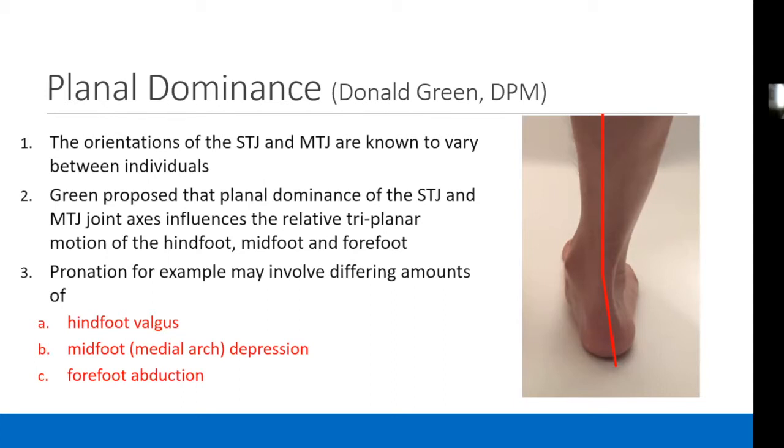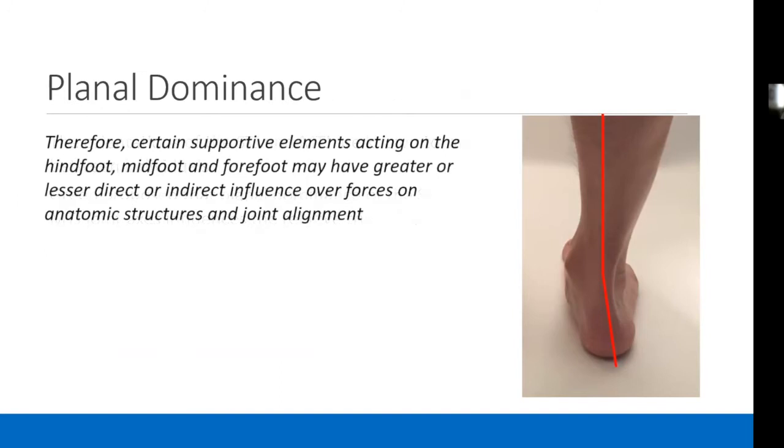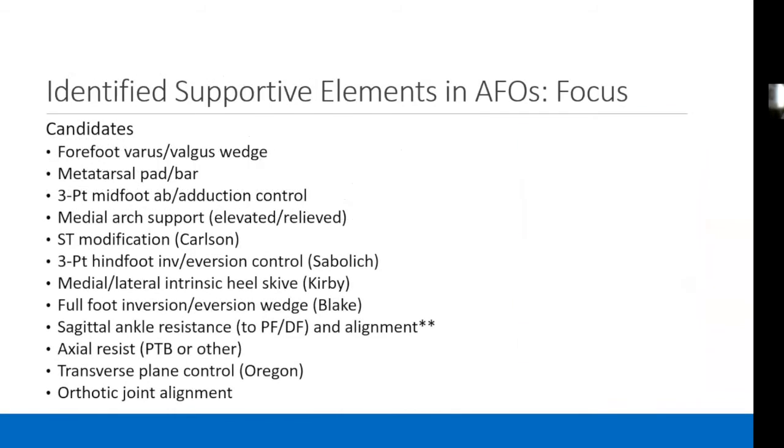But for the purpose of this algorithm, we're looking very simply at just the orientation of those joint axes and how those things might feed into the type of movement of the hindfoot, midfoot, and forefoot in a posture which is pronated or supinated. Okay, so as I was saying a moment ago, certain supportive elements are acting on the hindfoot, midfoot, and forefoot, and they may have greater or lesser direct or indirect influence over the forces on the anatomic structures and the joint alignment, and that's what we want to get at. We want to connect the clinical evaluation that observes these various components with certain features within the orthotic design, which is designed to manage those things.